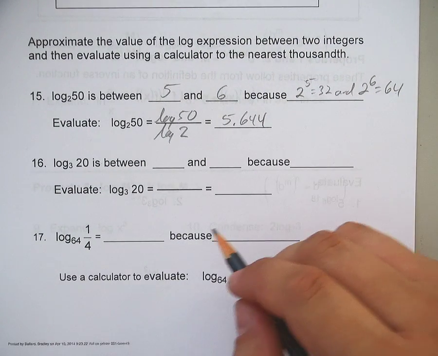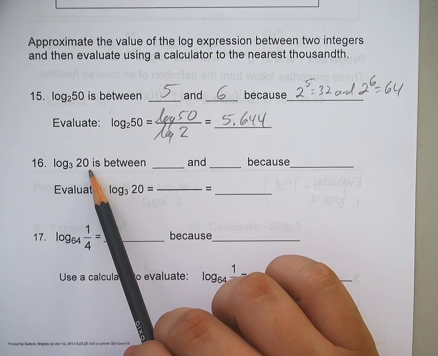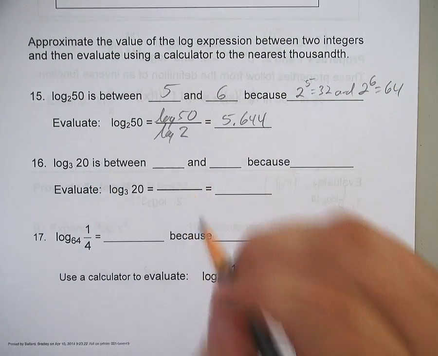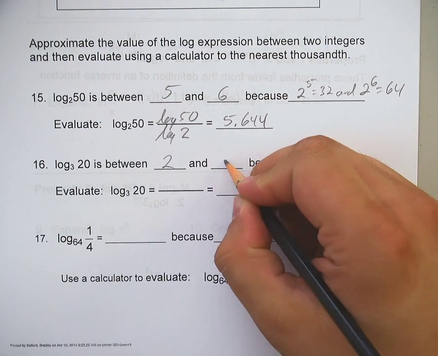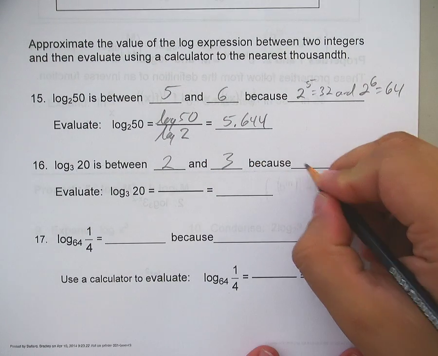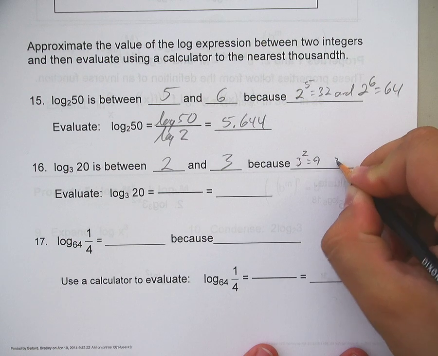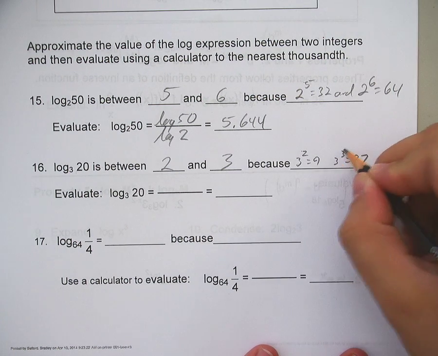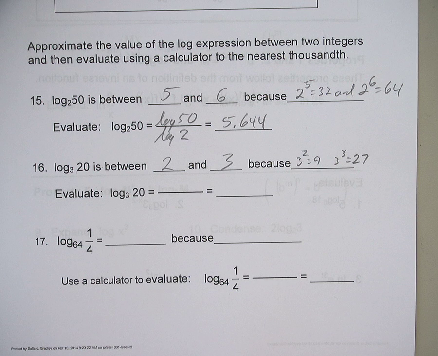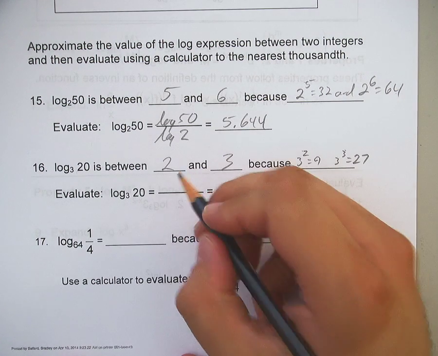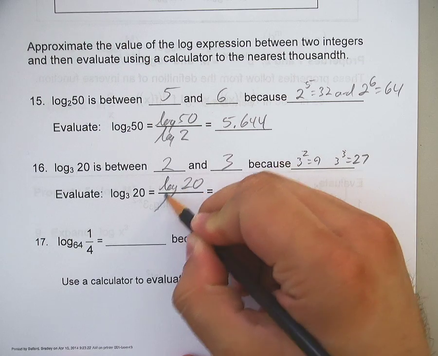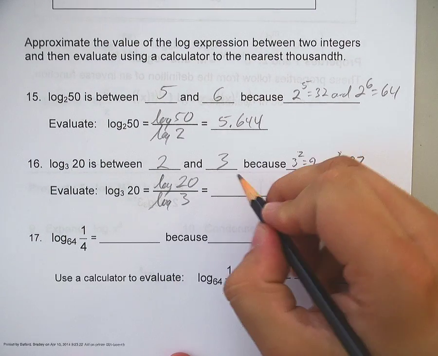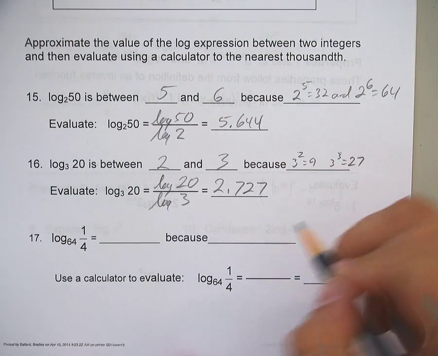Log base 3 of 20. What 3 to what power gives you 20? Well, I know it's going to be somewhere in between 3 squared is 9 and 3 cubed is 27. So it's going to be somewhere between 2 and 3. So let me grab my calculator here real quick. Log 20 divided by log 3. And that is going to be about 2.727.